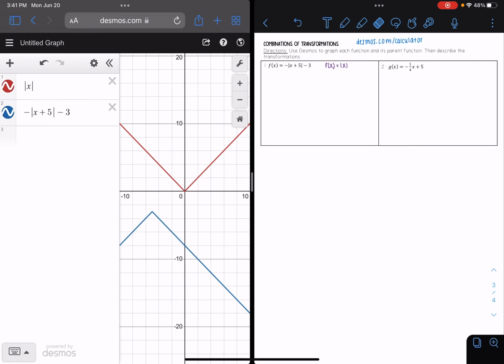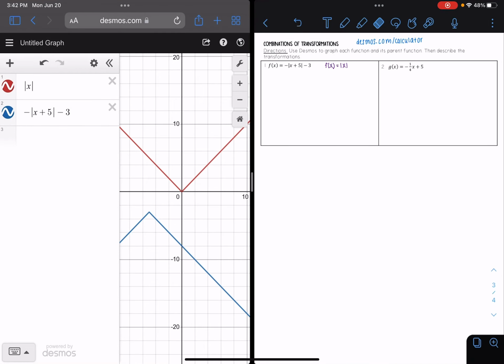And so I see a few things are happening. First, I notice that the graph here is reflected across the x-axis. So I'm going to say the graph is a reflection over the x-axis.